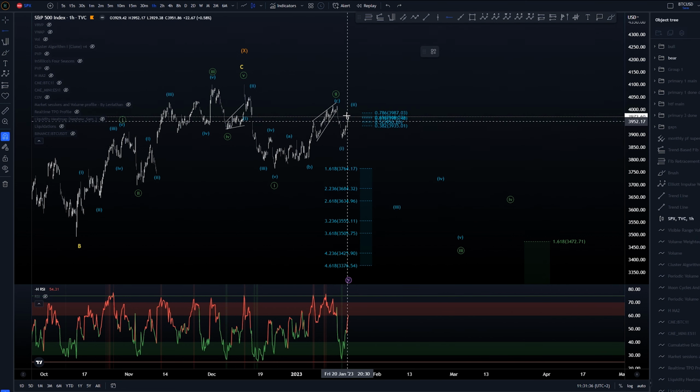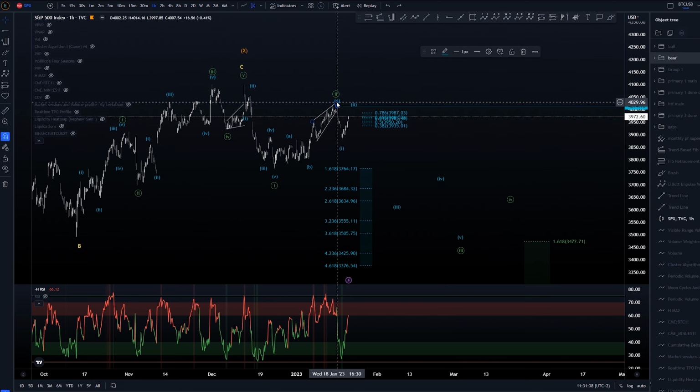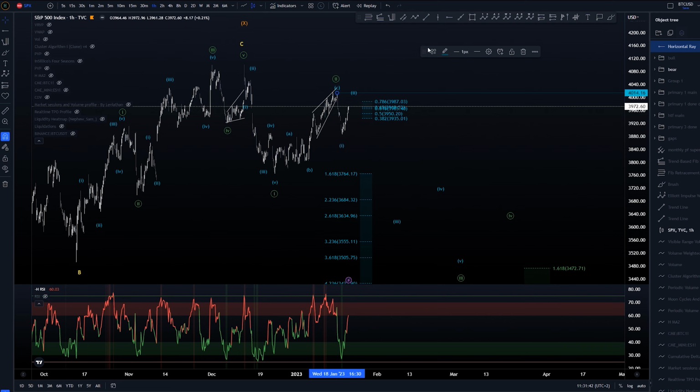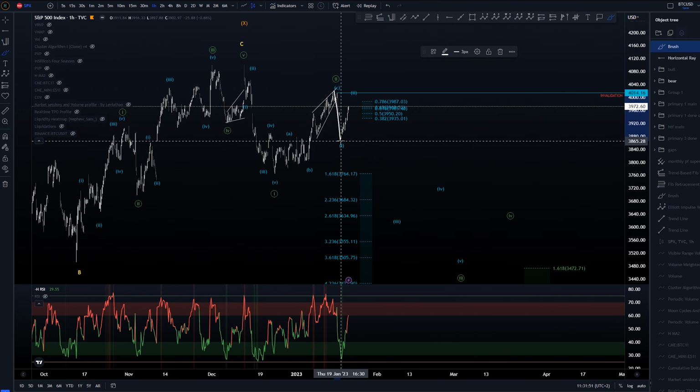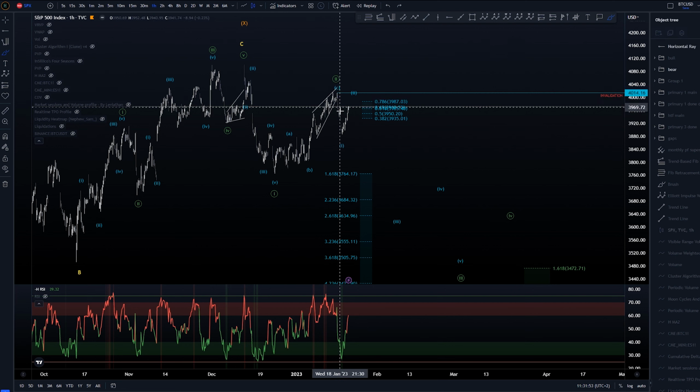Invalidation for this idea is clear. It is at these highs here, around $4,014. If we break these, then the whole idea is done, at least for the most part, because we can't have a wave 2 that takes out the origin of wave 1.